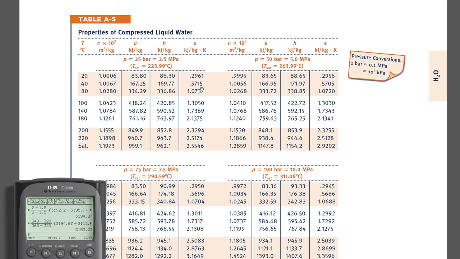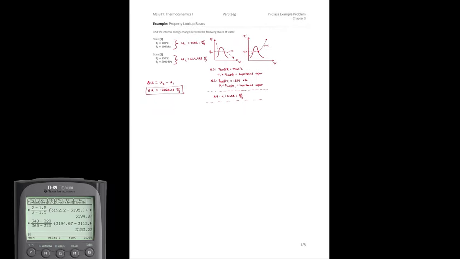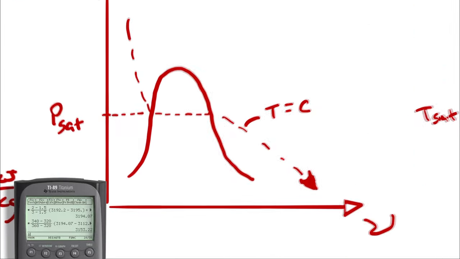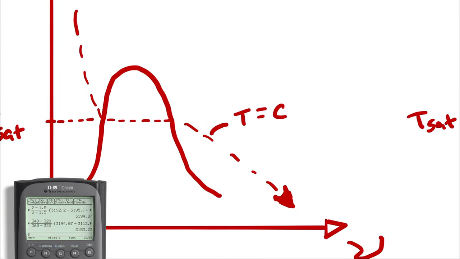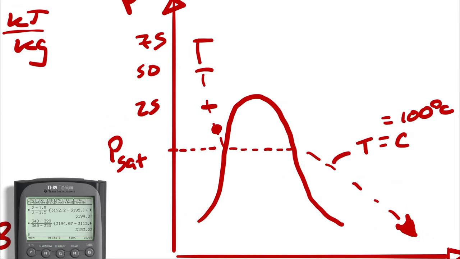Does that make sense? I mean, if you think about this visually again, if you picture this on a PV diagram, then this line of constant temperature represents the line of constant temperature at 100 degrees Celsius. So we have properties corresponding to different pressures up here, 25 bar, 50 bar, 75 bar. And that's all well and good, but our state point is right here. Meaning, we have to interpolate between this point and this point to come up with our actual state point property for row H. And in fact, let's just do that.